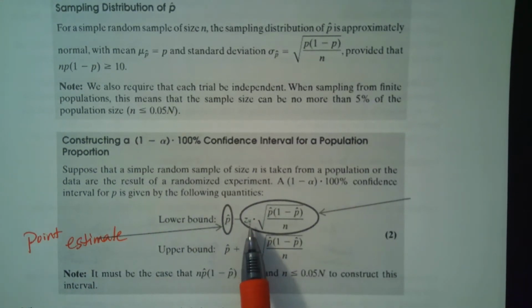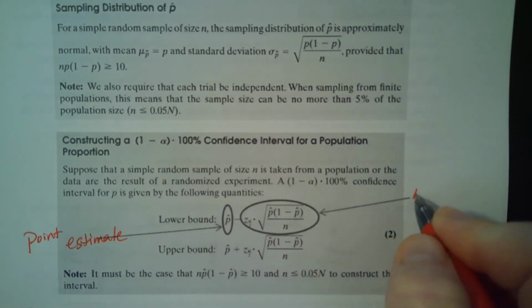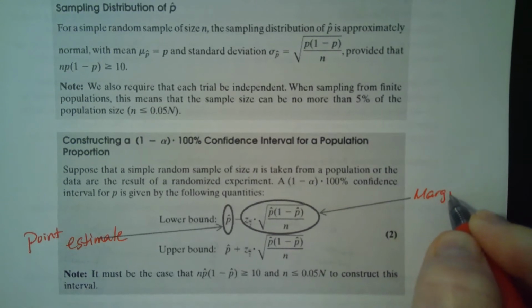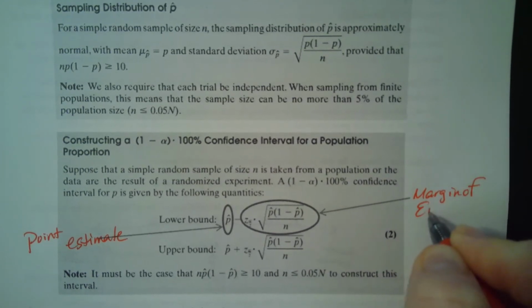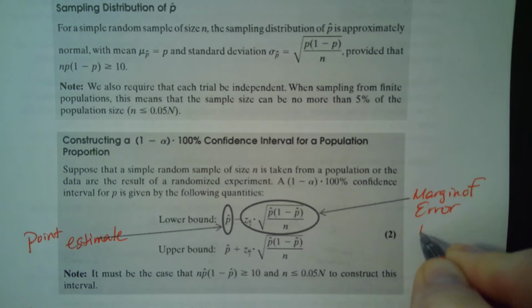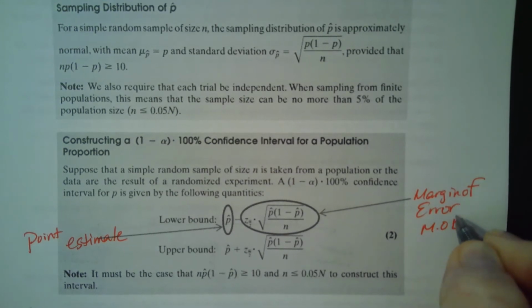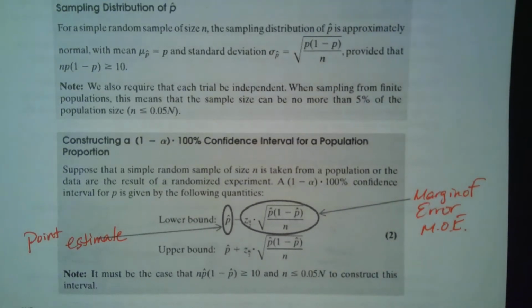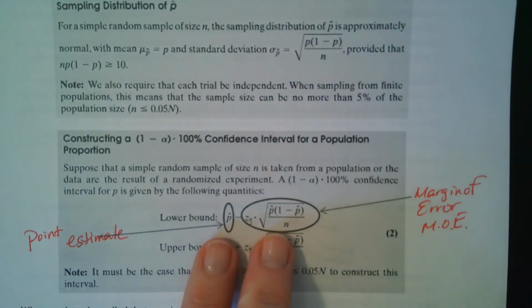Z of alpha over 2, that's your critical value. Again, p hat is your point estimate, n is the size of your sample, and everything in this circle is what we call your margin of error, or for short, MOE.